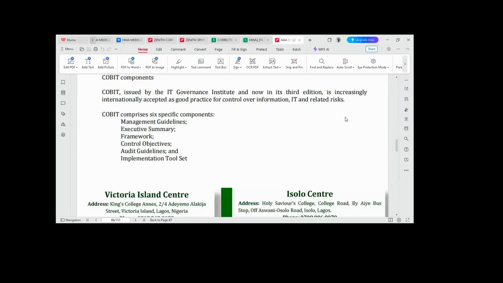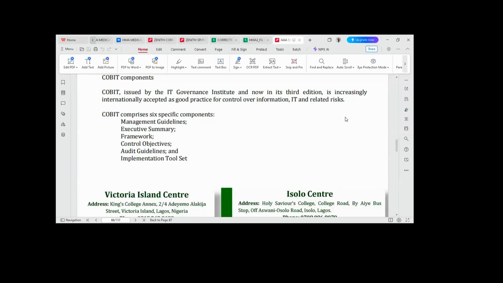The framework is showing you how you design your IT infrastructure such that it will accommodate what we call confidentiality, integrity, and availability. That is, everything will be intact. There will not be a breach of data or data breach. Then control objectives. These are the objectives you intend to achieve with those controls you have put in place.